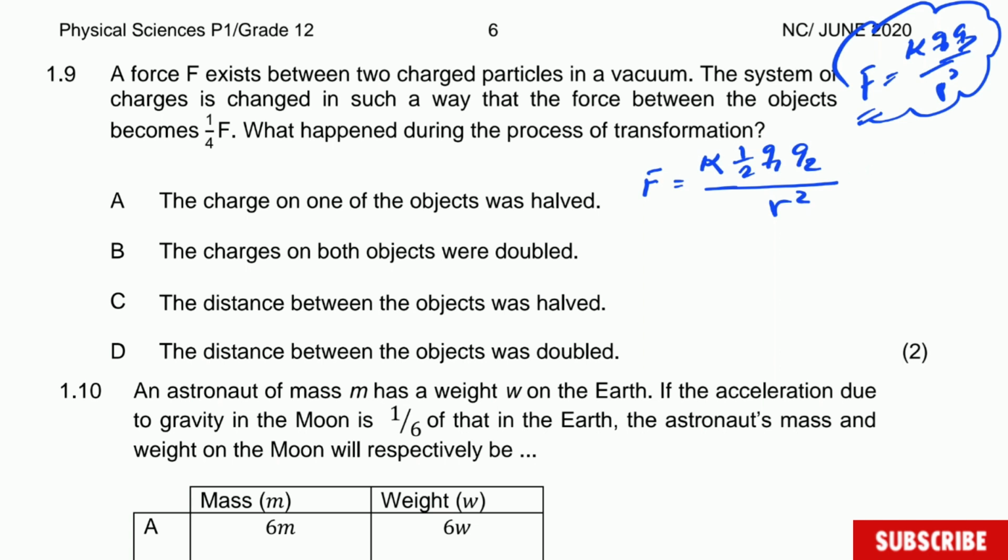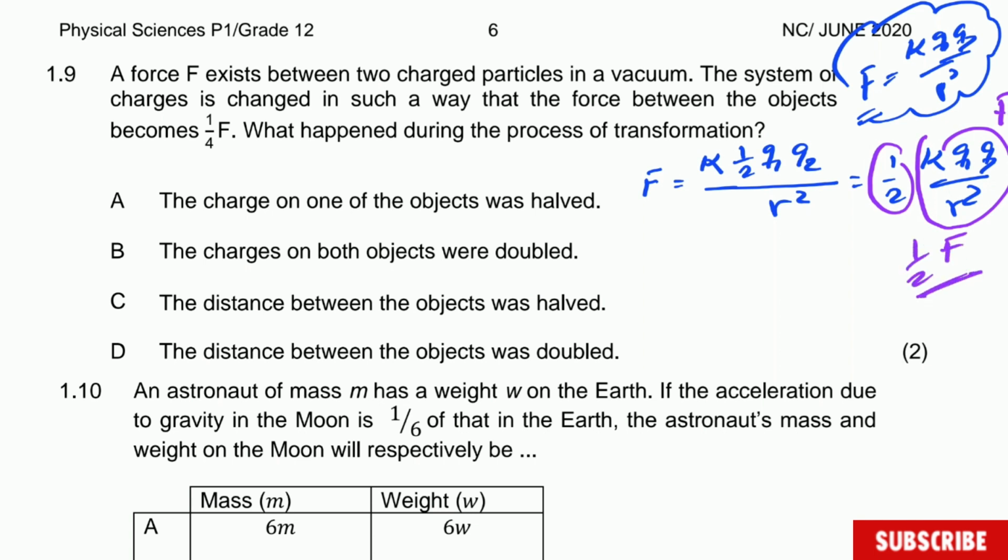Now when you solve this, you get 1/2 of K Q1 Q2 divided by distance squared. So you can see that it is half of the force. All of this here is F, so it's 1/2 of F. It means that one is not the correct answer. Now you have to try each of them, doing the same idea I gave you here.